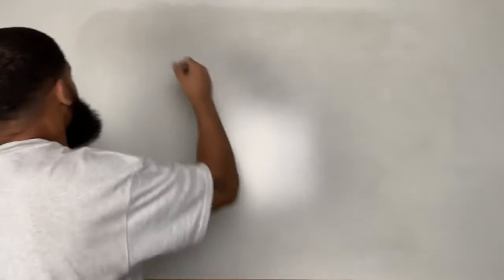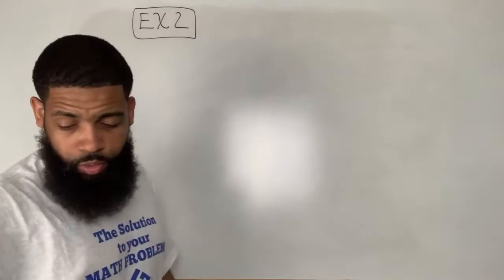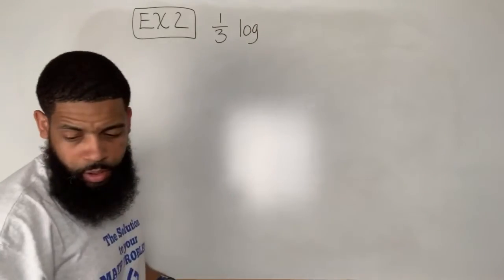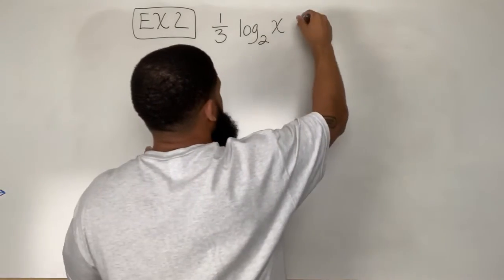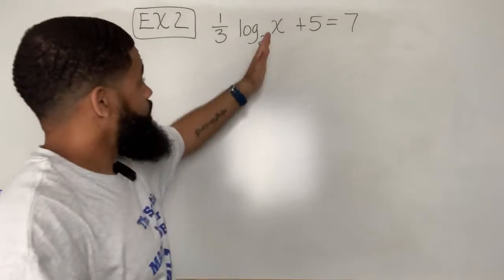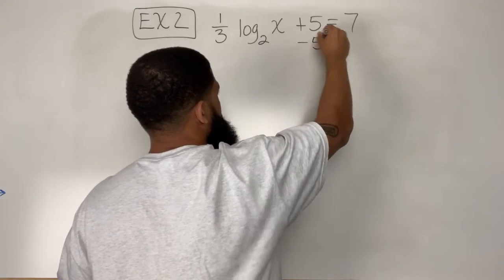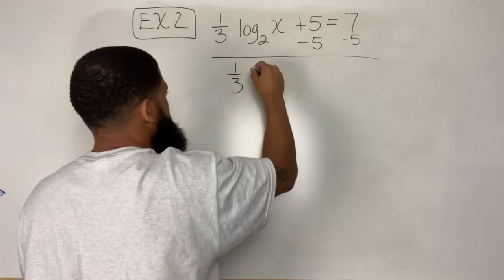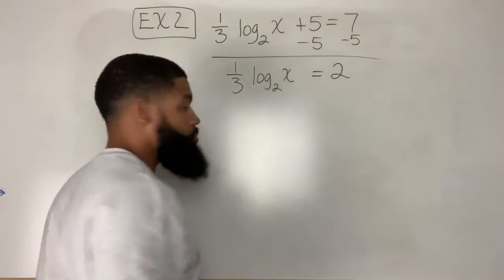Example 2. Example 2 is 1/3 log base 2 of x plus 5 equals 7. Now, I definitely want to get x by itself somehow. The first thing I want to get rid of is addition and subtraction. So subtract 5 there, subtract 5 there. So 1/3 log base 2 of x is equal to 2.